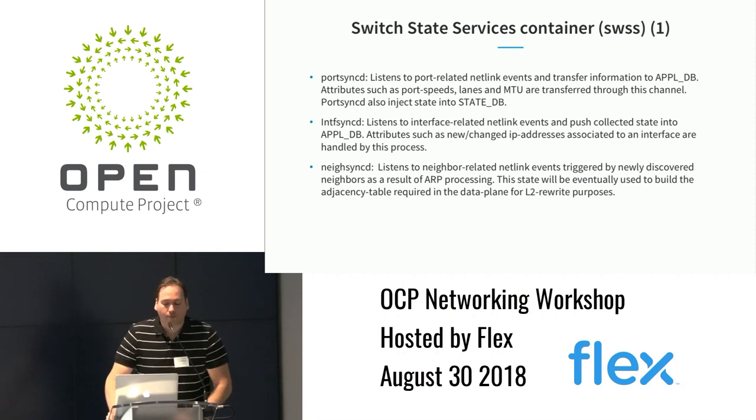So again, here we have three daemons that are doing, I would say, CMD operations. On the port CMD side, you basically have to have somebody that is listening to the netlink messages that are coming from your kernel or from other applications. So, you know, this also applies to interface CMD. This is the guy that listens to whatever is happening on your system and is pushing that information to AppDB. And finally, neighbor CMD, something similar. Everything that is dealing with ARP, all that state has to be absorbed and pushed into our adjacency tables for rewrite operations later on.